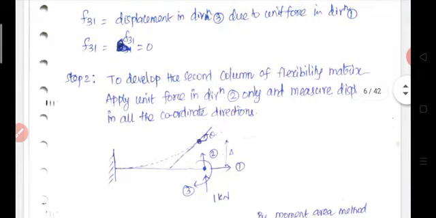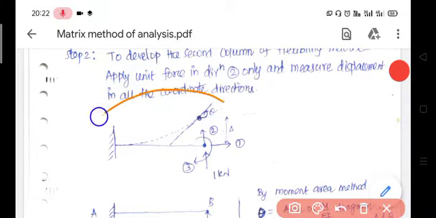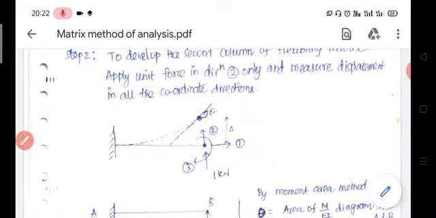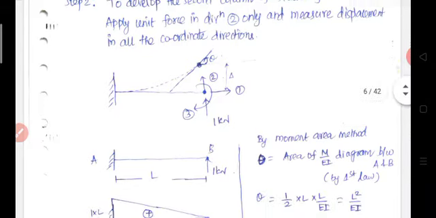Now let us apply a unit force along coordinate 2 of this beam. Initially the beam is horizontal, but because of this transverse force it deflects like this. Then measure the displacement along the first coordinate direction, second coordinate direction and third coordinate direction.